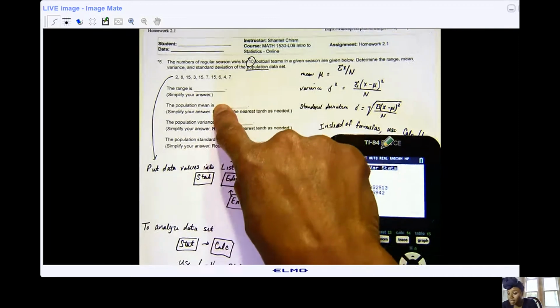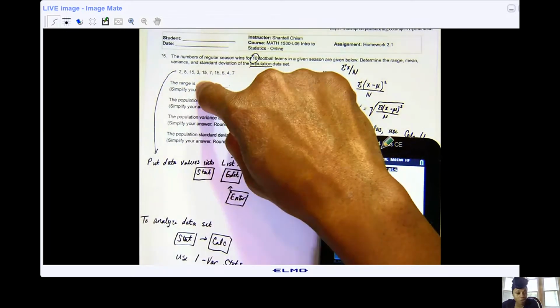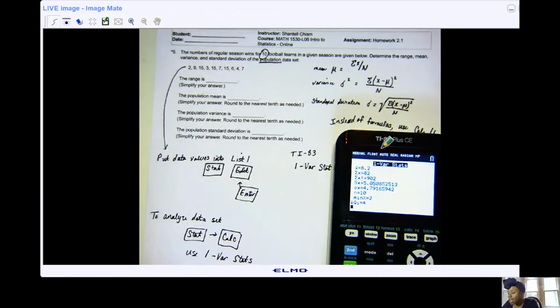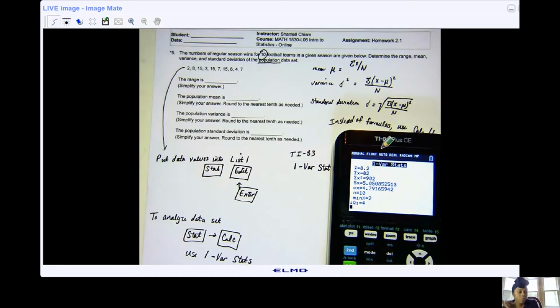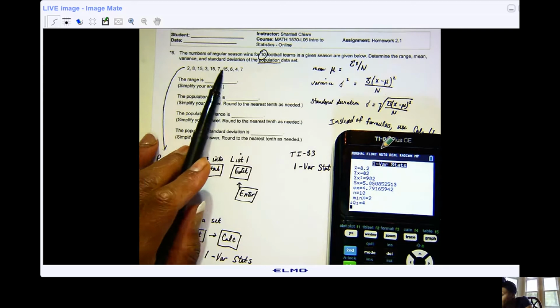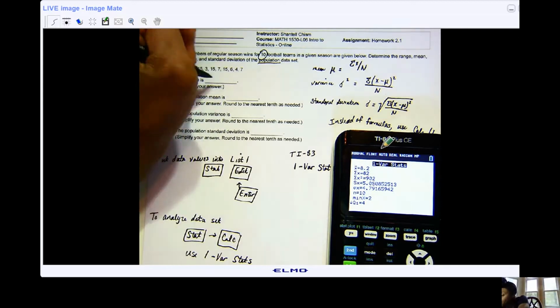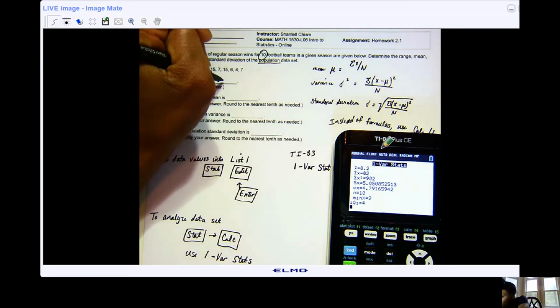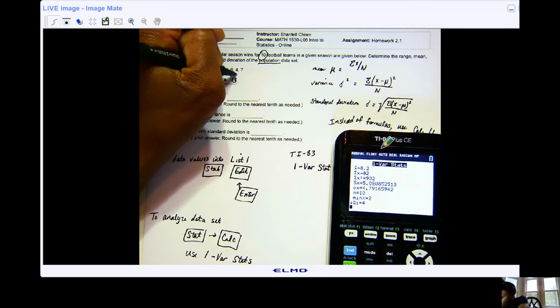So the population mean, oh, and I need to answer that first question. I hadn't answered the range yet. Let me go back to that. The range is actually not calculated. You can't find that in the calculator. The range is simply the spread, the difference between the biggest data entry and the smallest. To get the range, we would say the biggest value is 15, the smallest is 2. So we would just say 15 minus 2. So we have a range of 13.